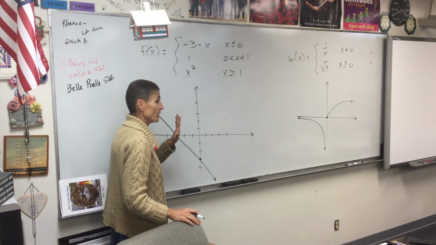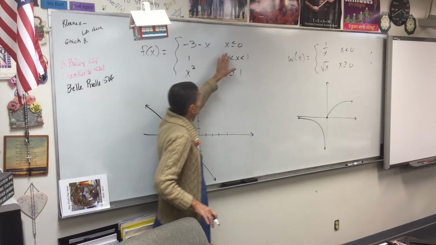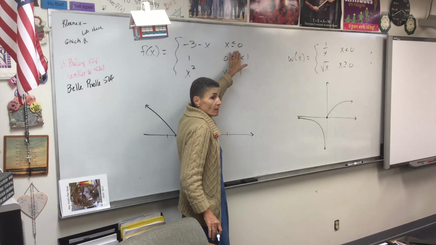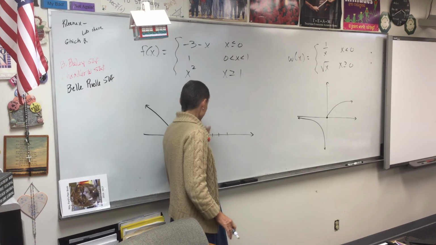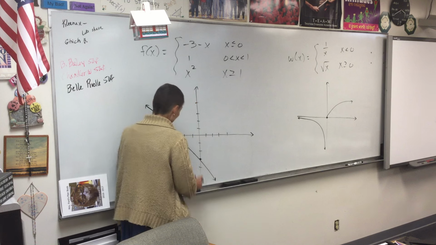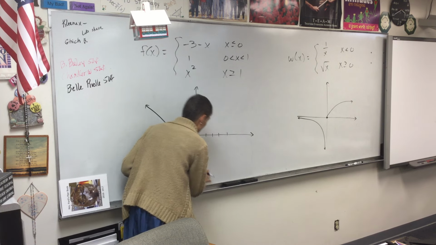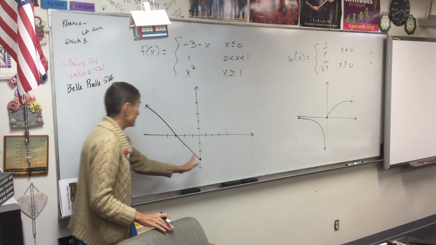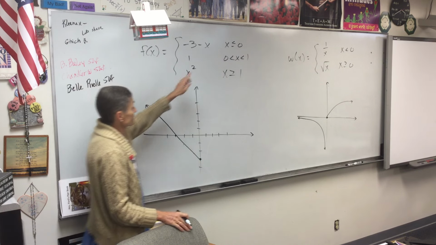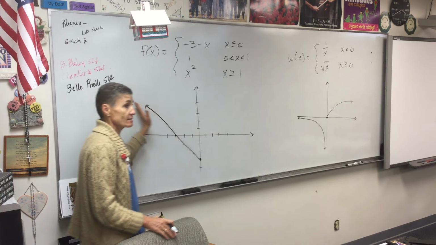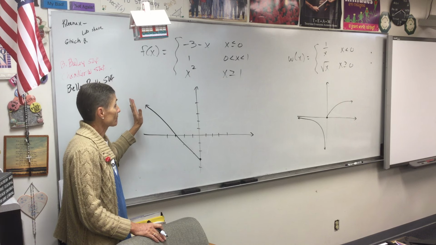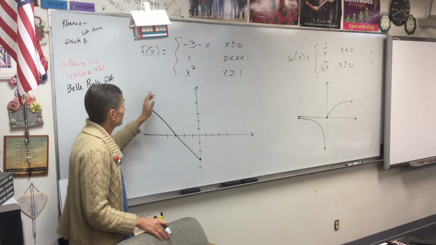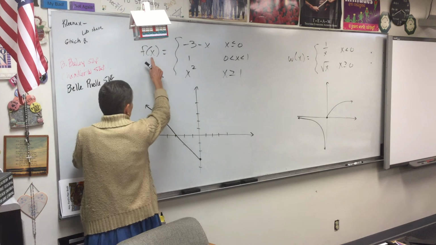But I don't want the whole thing. What part of this line do I want? Where x, here's x is 0 right here. So I want this part and I don't want this part. So I'm going to erase that little part down there. This is the piece of the line I want because it's the piece where x's are less than 0. Remember, this is an equation here.